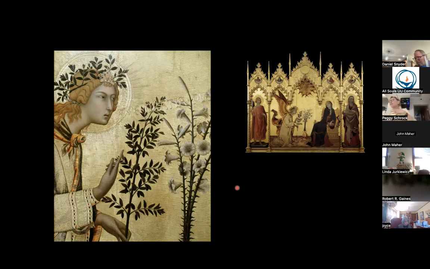Notice how the angel's face is a bit greenish. That's that underpainting showing through again. And notice the words coming out of his mouth. It says, "Hail, full of grace, the Lord is with thee." That's typically what you will see coming out of Gabriel's mouth. We have symbolism here. The white lilies are the symbol of purity.